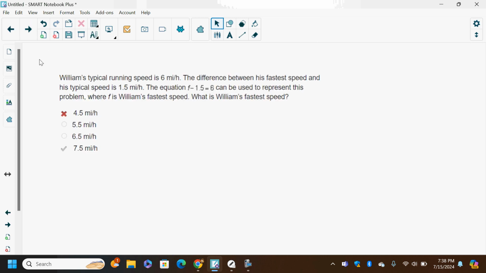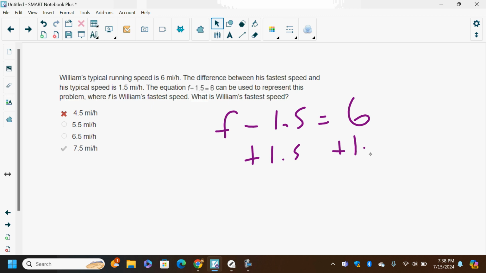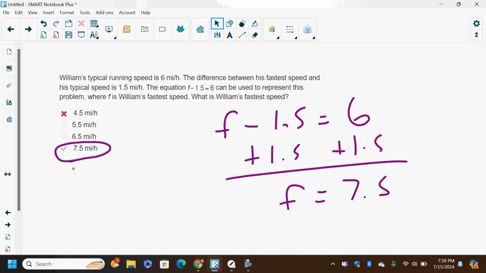Okay, William's typical running speed is 6 miles per hour. The difference between his fastest speed and his typical speed is 1.5 miles per hour. The equation f minus 1.5 equals 6 can be used. So to figure out what f is, we're going to rewrite f minus 1.5 equals 6. To get f by itself, we're going to add 1.5 to both sides. So f is going to equal 7.5. So that's why this would be the correct answer.